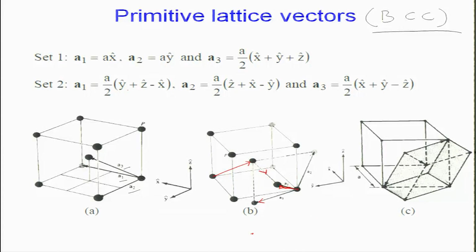You can see that a1 is half of y plus half of z minus half of x. a2 is half of z, half of x minus half of y, and a3 is half of x, half of y minus half of z. By connecting these vectors, you can make a unit cell, something like that. If you try this exercise, you have the lattice translations, and now you just connect them with each other and you should end up with something like that. So this is a primitive cell, and its volume is half of the non-primitive unit cell volume.